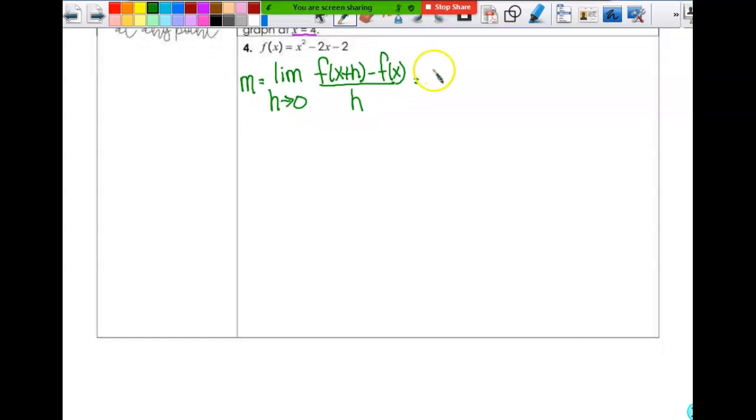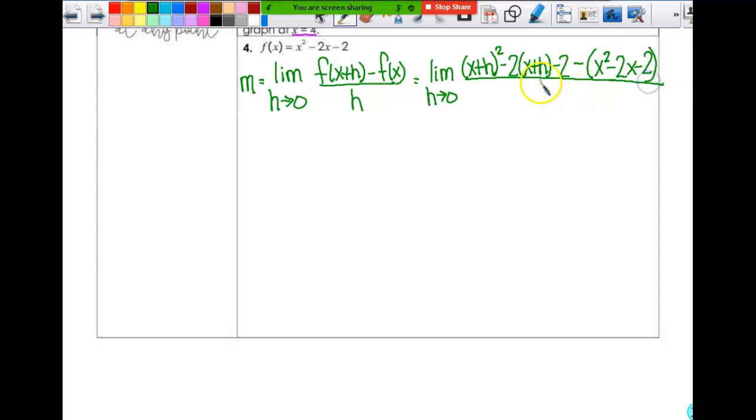So this is going to give me the limit as h approaches 0 of, so I'm going to substitute in x plus h in here, and I'm going to get x plus h squared minus 2 times x plus h minus 2 minus all of f of x, which is x squared minus 2x minus 2, all over h. Okay. Everybody with me on where all that came from? Now I just got to do my algebra here.